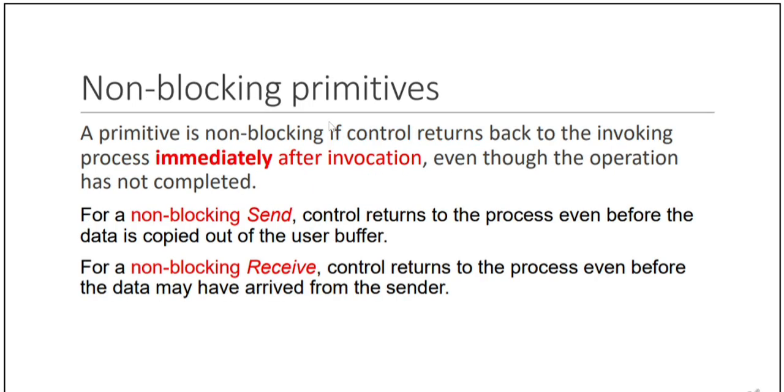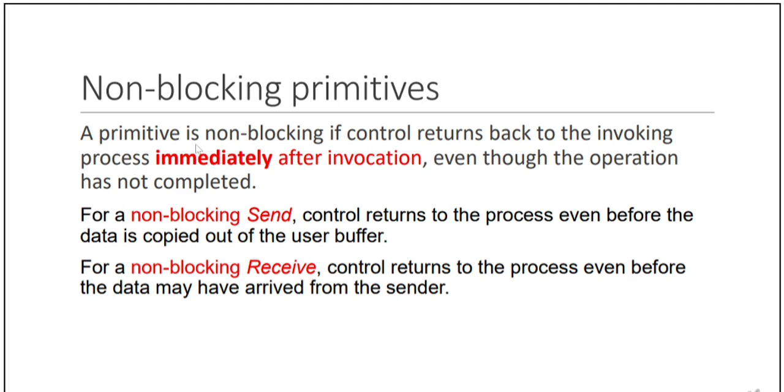The next one is the non-blocking primitive. Non-blocking primitive means that if you are sending a message, we can automatically start another piece of work. Another send and another receive can be taken up in the same processor itself. On the receiving side also, we can start another receive or another send, because we are working with the non-blocking primitive. See this example.